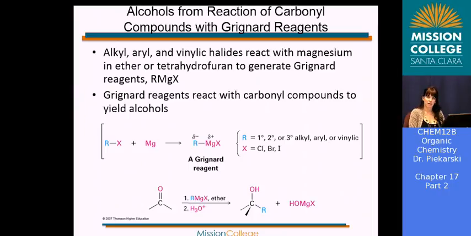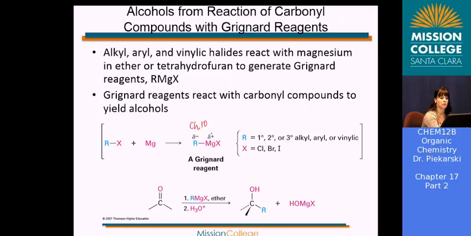Another way to make an alcohol is to do a Grignard reaction. This is one of my favorite reactions. I did this reaction so many times in undergrad for my research, and you'll actually get to do a Grignard reaction yourself. And so it's always really interesting. It takes really good technique. You have to be really careful when you do these Grignard reactions, but usually my students end up doing very well. And we talked a little bit about Grignard reactions back in chapter 10.